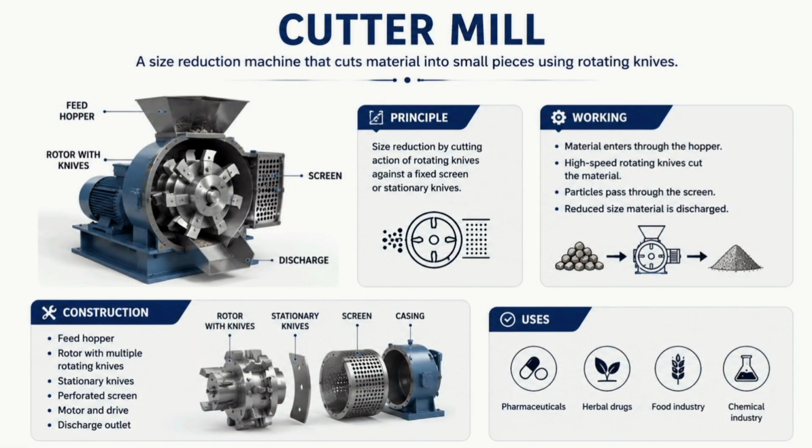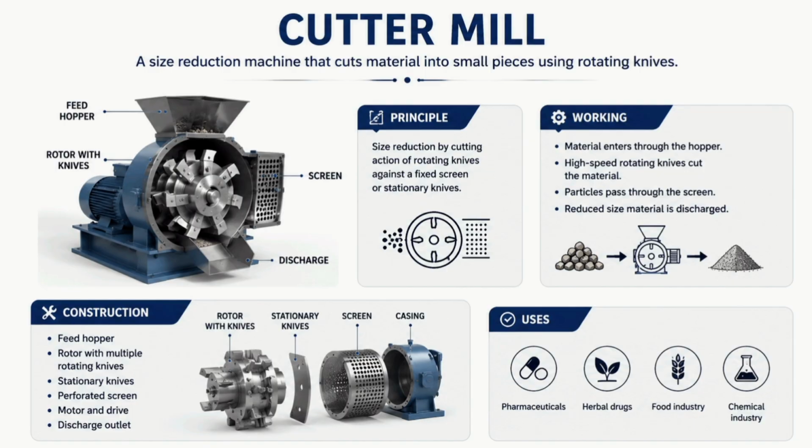The first method is cutting. The material is cut on a small scale by means of sharp blades, knives, root cutters or any other sharp instruments. On a large scale, a cutter mill is used. The cutting of the drug is usually done to hasten the drying of the drugs. We will see about the cutter mill here.